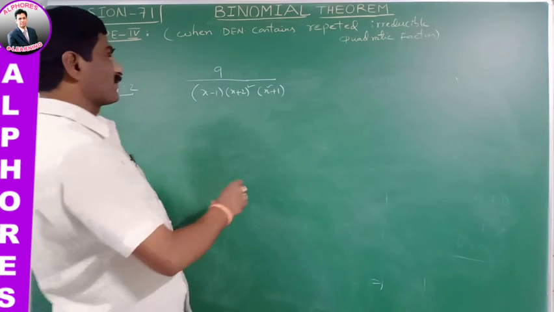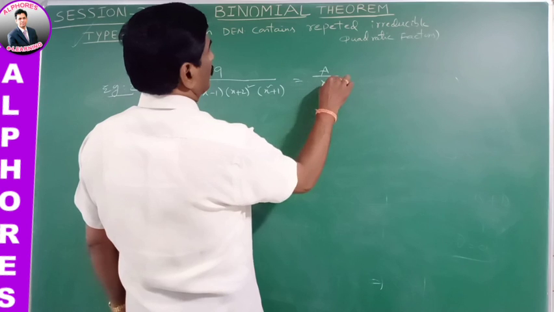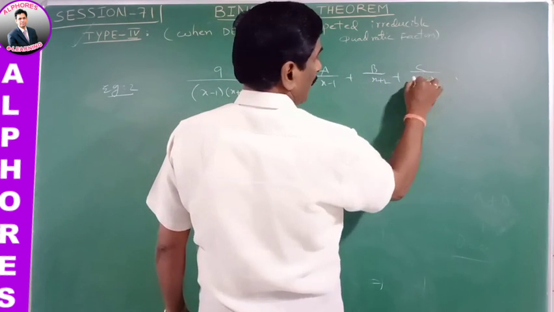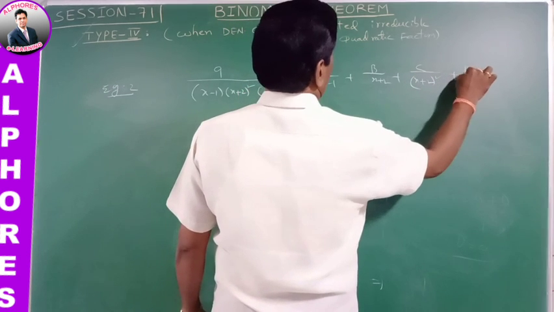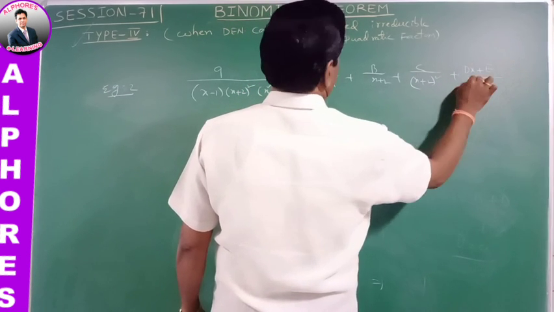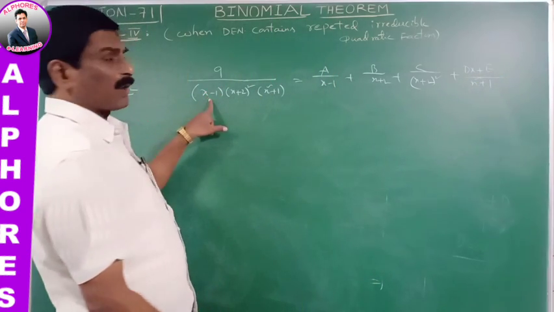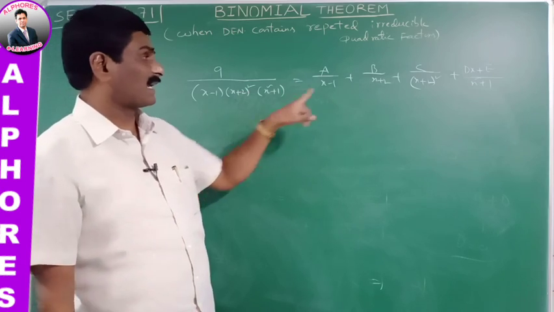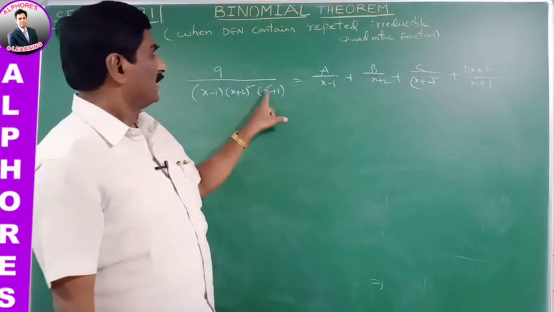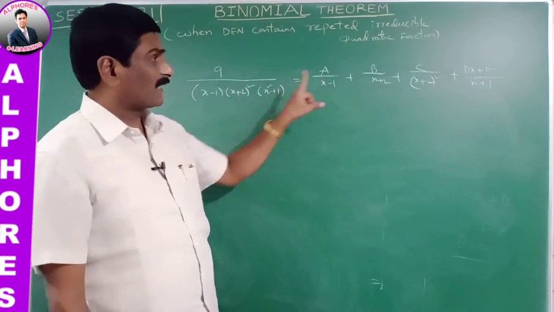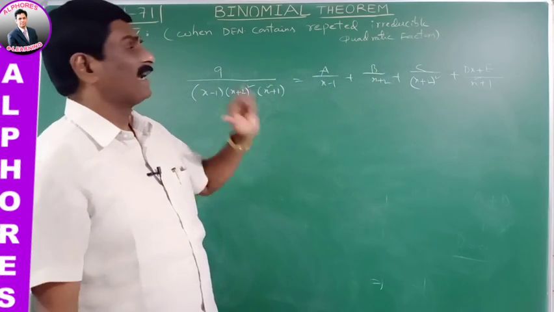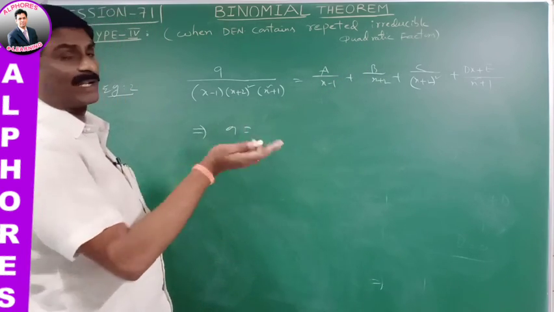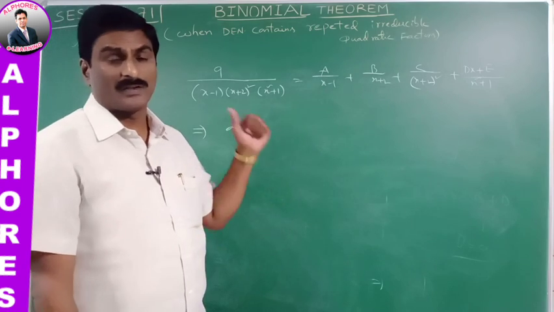First we reduce this value into a by x minus 1 plus b by x plus 2 plus c by (x plus 2) whole square plus (dx plus e) by x square plus 1. Corresponding to x minus 1 we get only one partial fraction. For (x plus 2) whole square we get two values, that is, b by x plus 2 and c by (x plus 2) whole square. Here it is irreducible quadratic. Corresponding to this we get only one value, that is dx plus e by x square plus 1. After LCM it can be reduced into 9 into this value. Equating like terms on both sides we get a, b, c, d, e. Find this value. It is the homework.